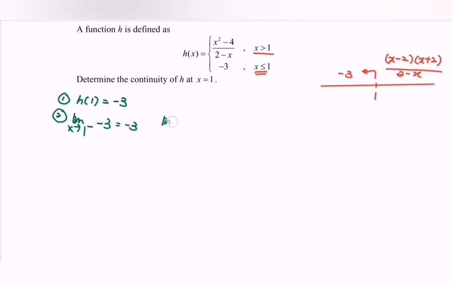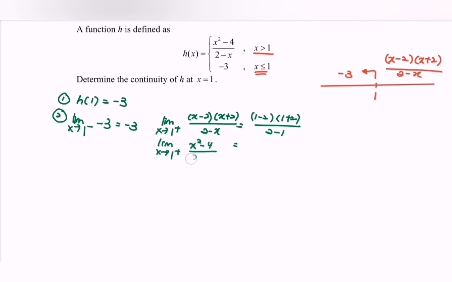Limit when x approaches 1 from the right. Referring to the function, we have x minus 2, x plus 2, over 2 minus x. If we substitute the situation, then we will have 1 minus 2, bracket, 1 plus 2, over 2 minus 1. So limit when x approaches 1 from the right for the function x squared minus 4 over 2 minus x.